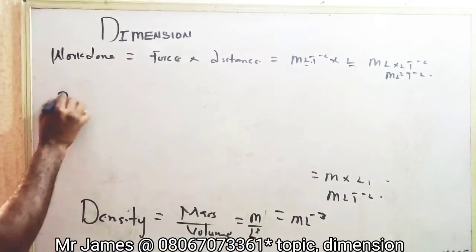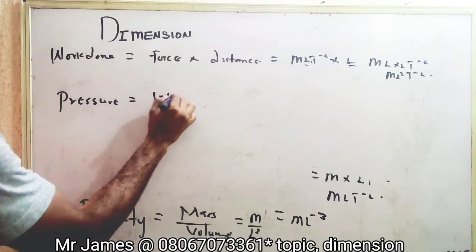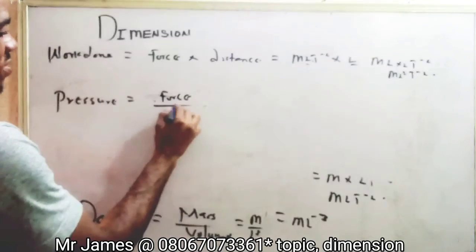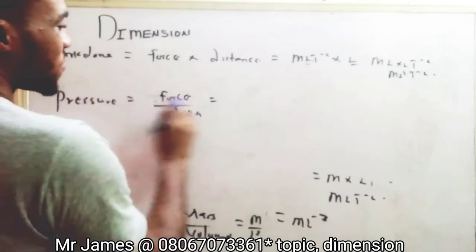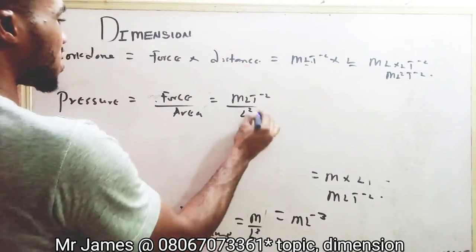Then let's take that of pressure. We know that pressure is given as work done. No. It's force over area. Sorry about that. Force is given as M L t raised to power minus 2 over the area, which is L squared.